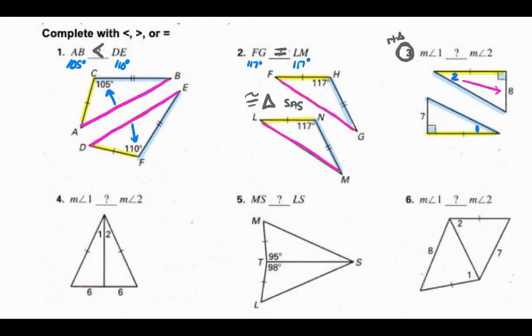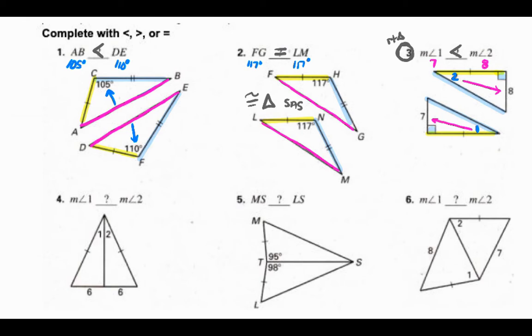Across from angle 2 is a side that's 8. Opposite angle 1 is a side that's 7. We use the same inequality for both. So since 7 is less than 8, the measure of angle 1 is less than the measure of angle 2.